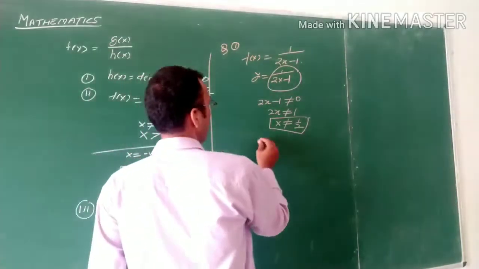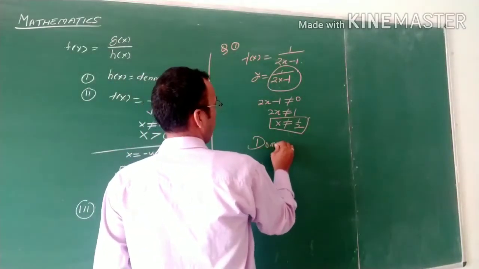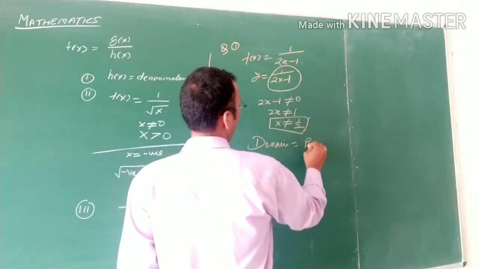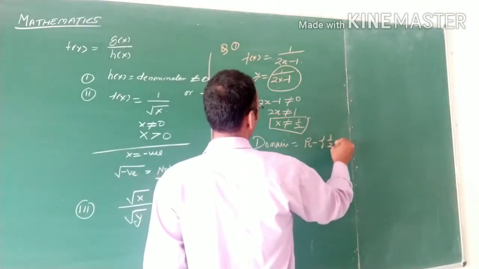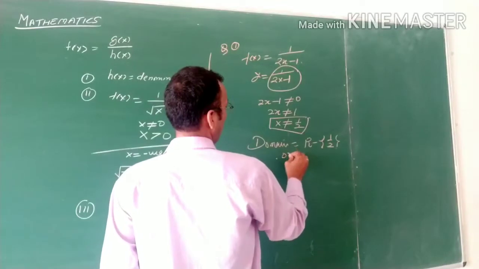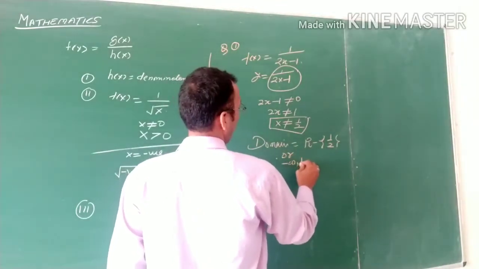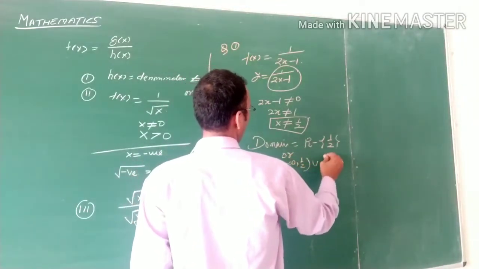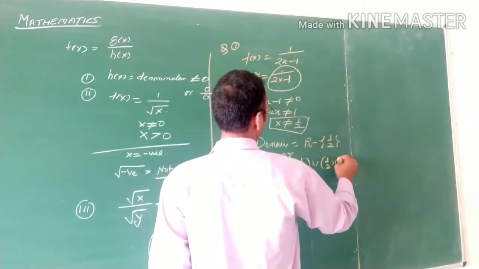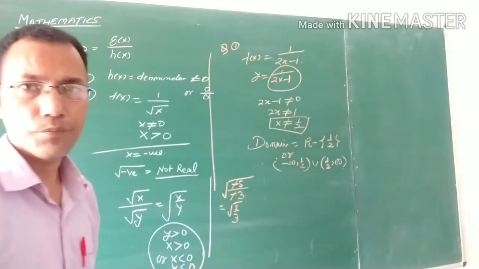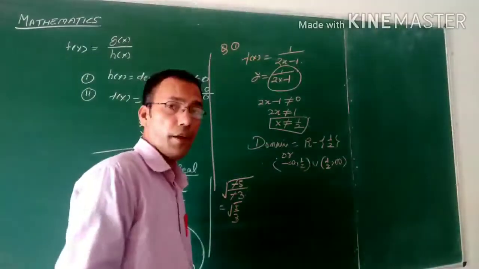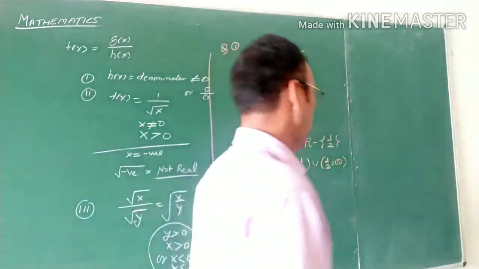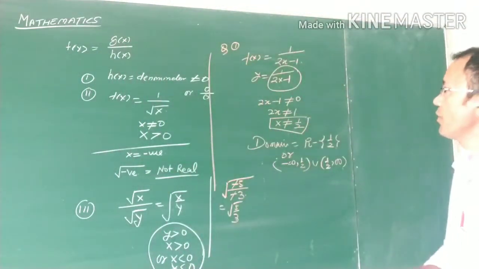So then the domain is R minus {1 by 2}, or minus infinity to 1 by 2 union 1 by 2 to infinity. Now, if you want to find the range of the function, then the range of the function.